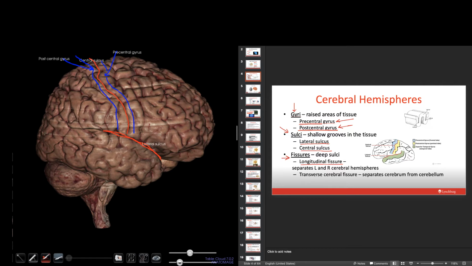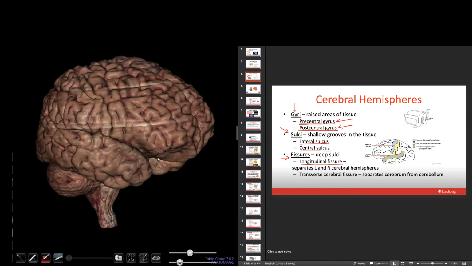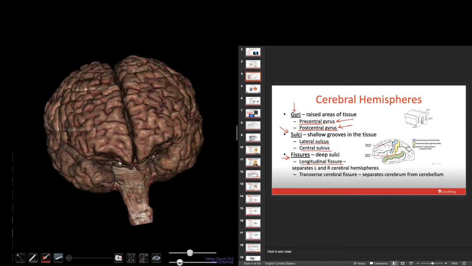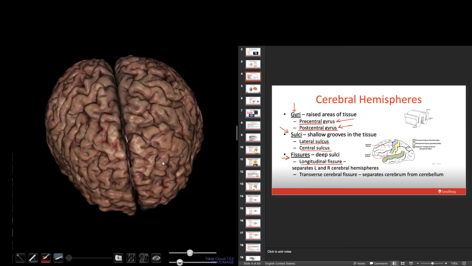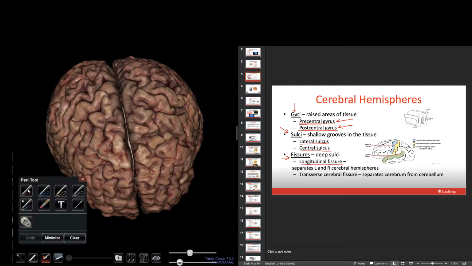So if we clear that out, and I'm going to rotate our brain and even look at it from the top, we can indicate the longitudinal fissure here. Okay, this deep groove that separates our left from our right hemispheres.